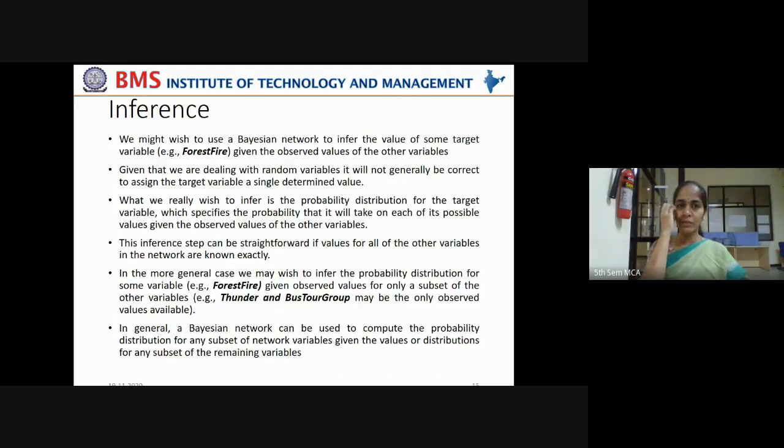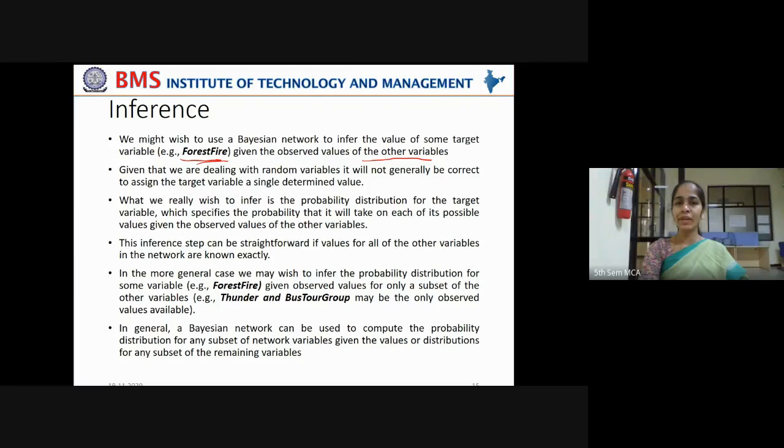Now, what are the inferences we have made? We might wish to use a Bayesian network to infer the value of some target variable, say forest fire in this case, given the observed values of the other variables. Now, you can't measure a forest fire until it has occurred, but nobody wants that forest fire to happen at all. In that case, what is the probability of a forest fire being generated? You can calculate it from the probability of other known parents of forest fire. That makes your work easier.